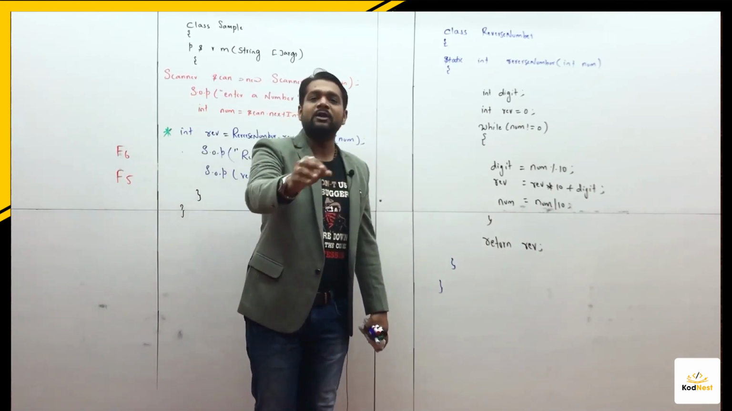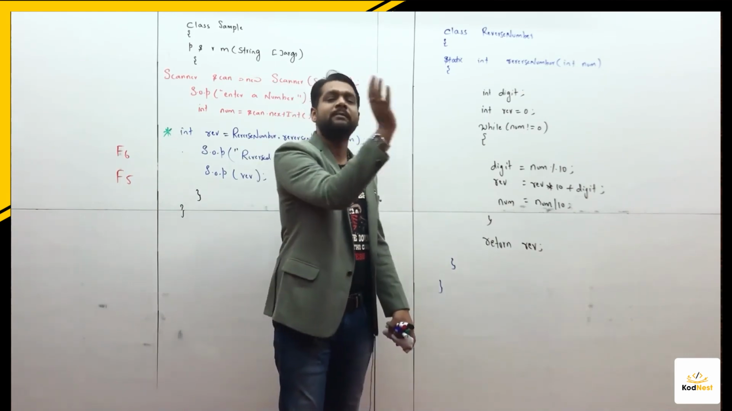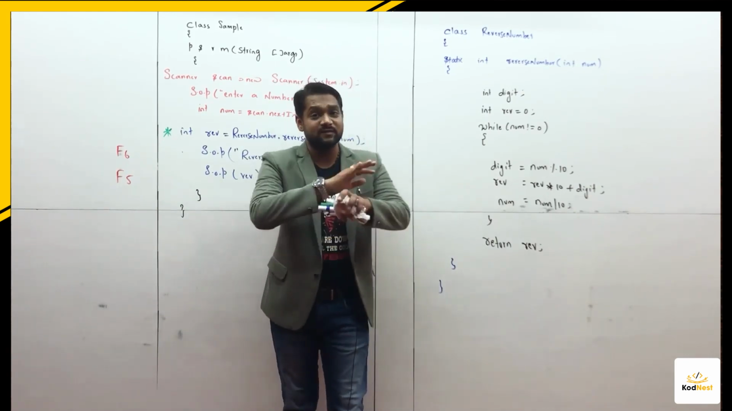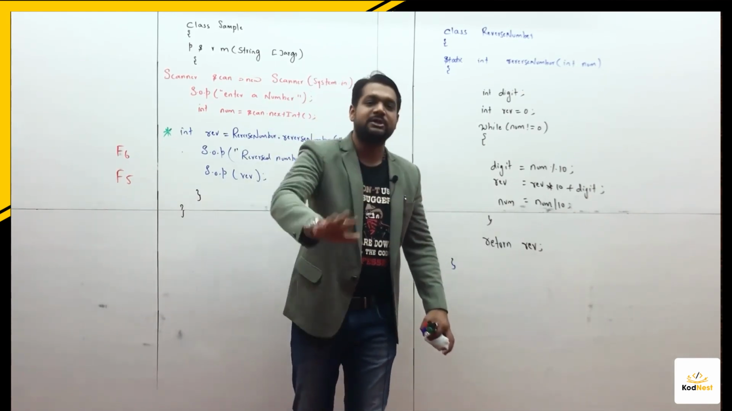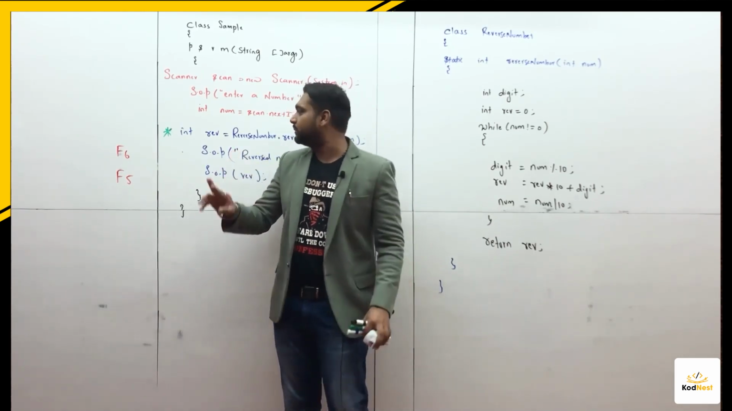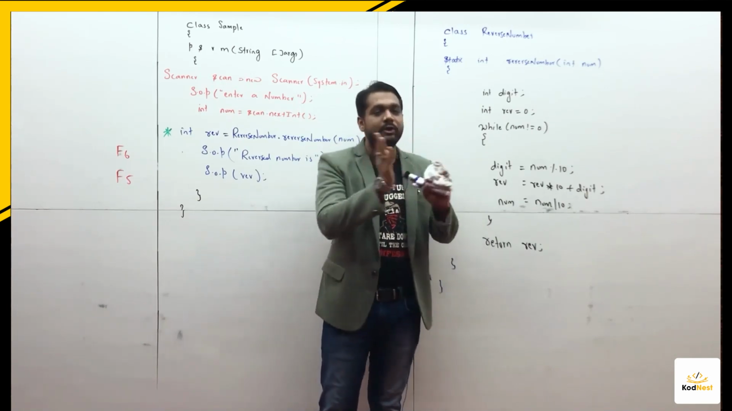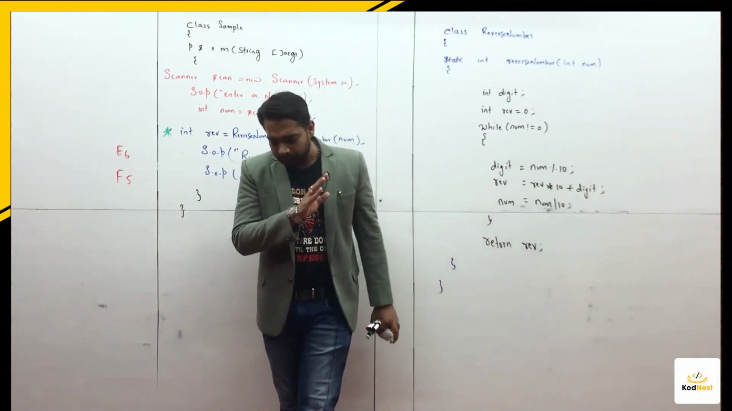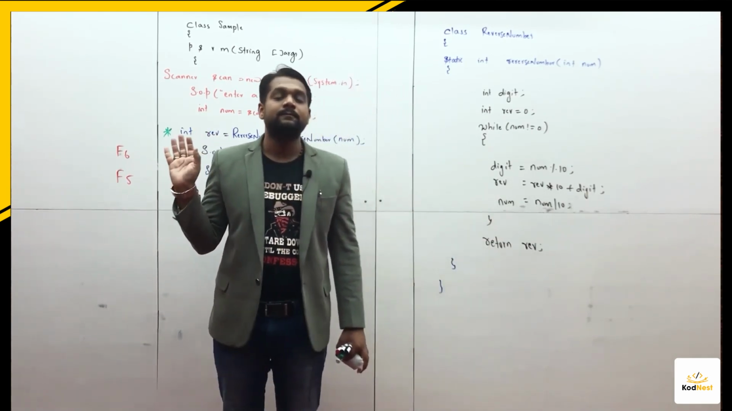Whenever there is a method call, if you press F5, it will go to the method body. Whenever there is no method call, if you press F5, it will go to the next line. Whenever there is a method call or not, if you press F6, it will go to the next line. It will never go into the method body. I hope my point is very, very clear.